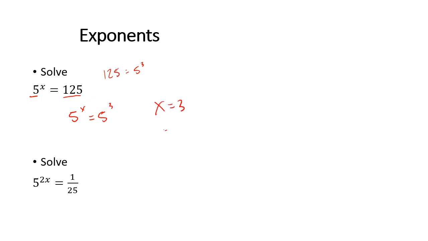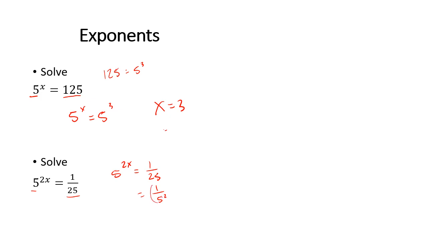Now, the next problem here is a little more tricky. I have 5 and I have 1/25. So something you might see is that 1/25, right? Well, let's write 5 to the 2x first. Okay, 1/25 can be rewritten as 1 divided by 5 squared, right? That's the same thing. And then we have 1/5 here, but if I wanted this to be 5, I can make this a negative 2.